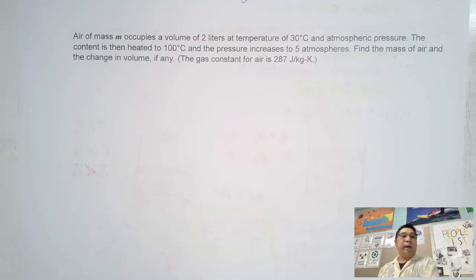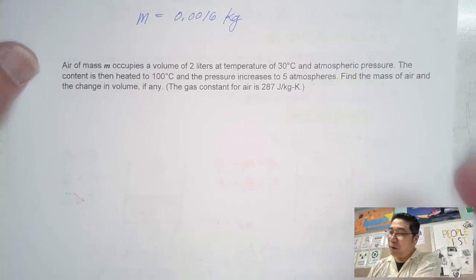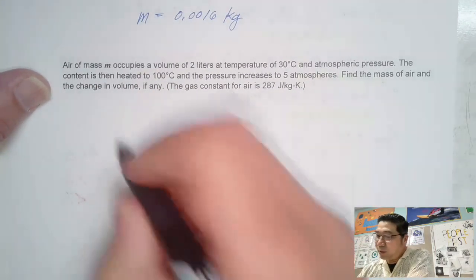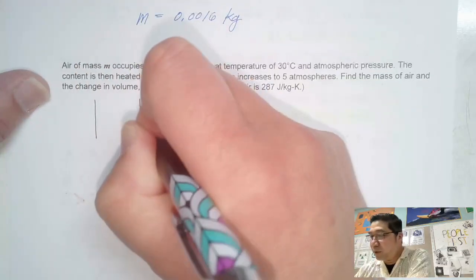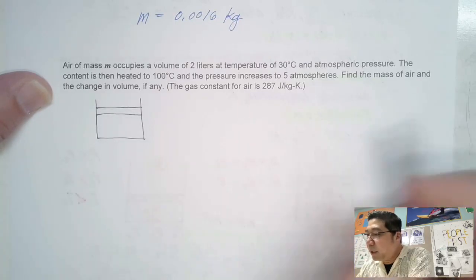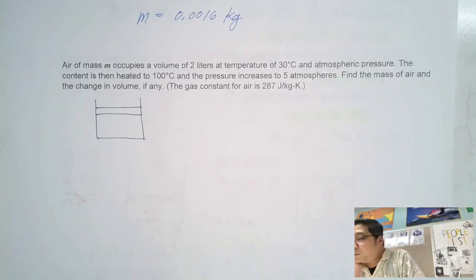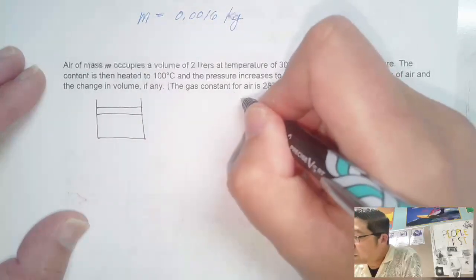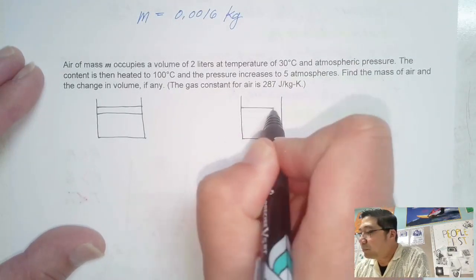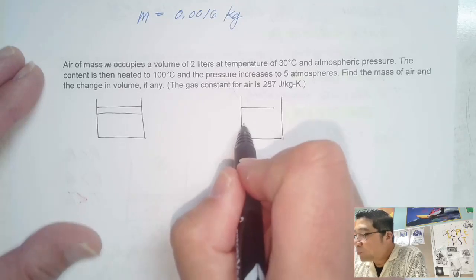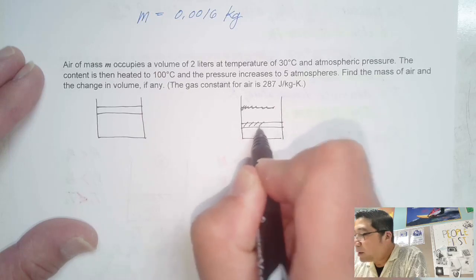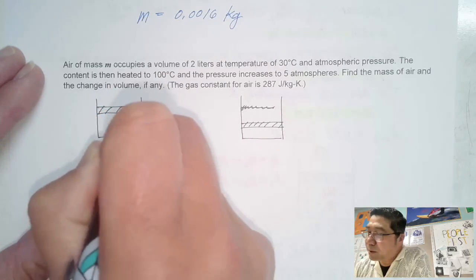Okay, air of mass M. Okay, guys, what do you know about the mass? Mass of the air. That's 5 liters. You know what? Let's put it right here. So, for example, condition number 1, condition 1, and then we have condition number 2 right here. Condition 1 and condition 2. You know what? That was my mistake. So let's compress it. So we are going to compress the gas inside.